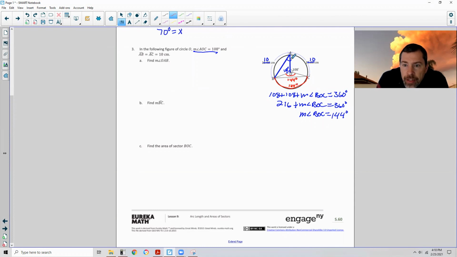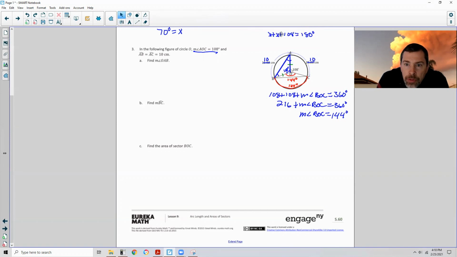Okay, so how do I find this here? Okay, well, this is 108 degrees. This is a radius right here, and this is a radius. So therefore, that is an isosceles triangle. So this angle here, angle ABO, is congruent to angle BAO, and this vertex angle is 108 degrees. So we would say x plus 108 equals 180 degrees. The triangle sum theorem.